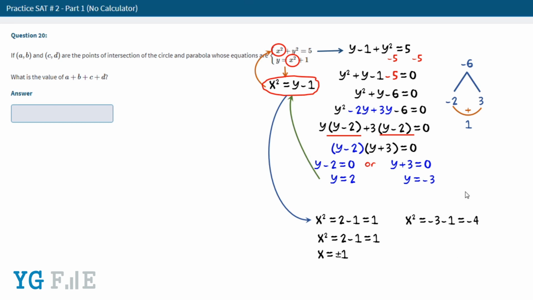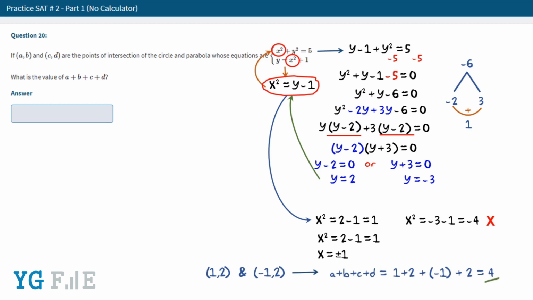Therefore, this is not a solution of this system, which means that this is an extraneous solution of this system that we get by solving this equation. So this complex number is not a solution of the system, and we don't use it. Therefore, we get two intersection points. The first one is (1, 2), and the second one is (minus 1, 2). Therefore, the value of a plus b plus c plus d is 4.